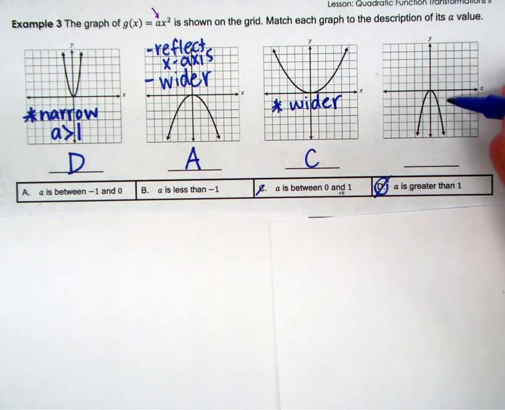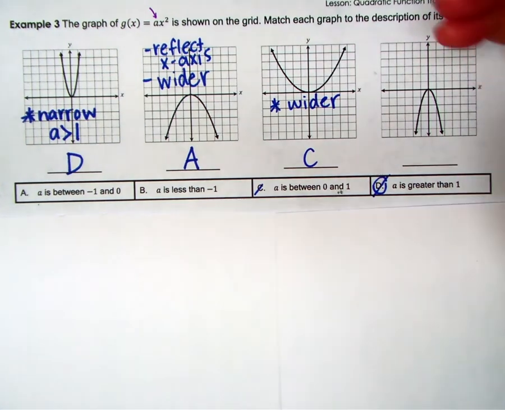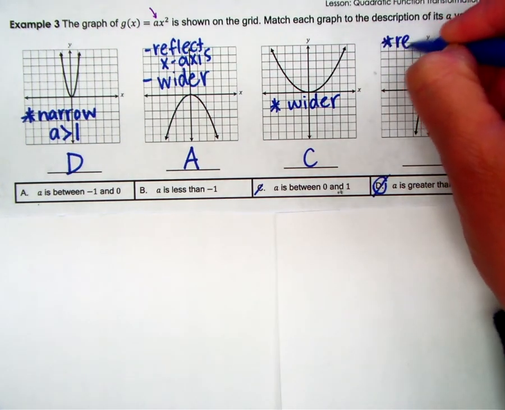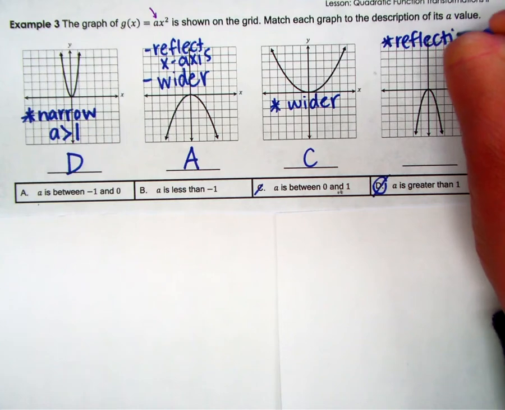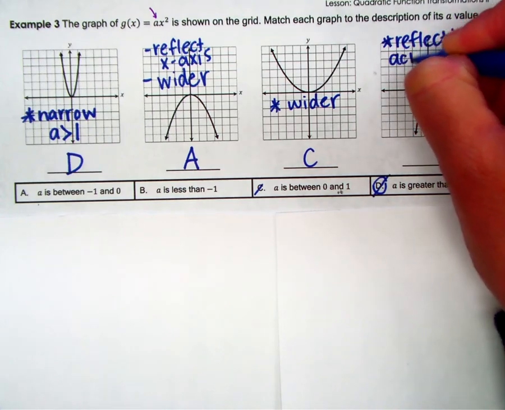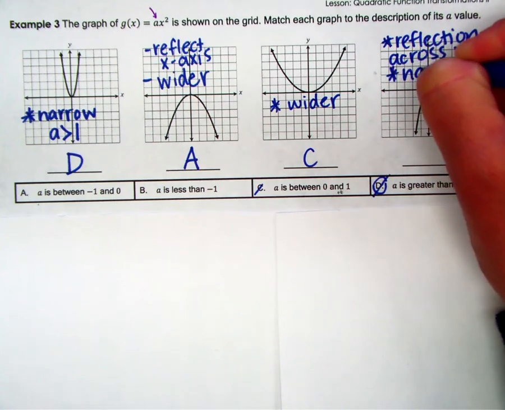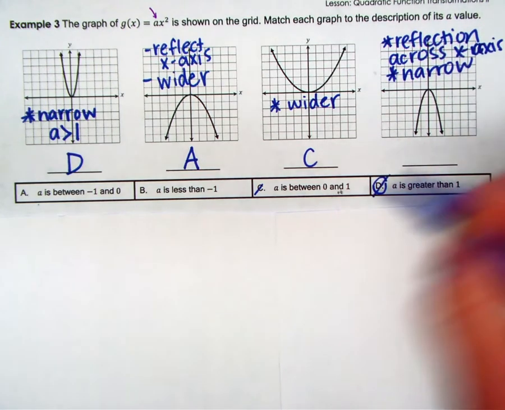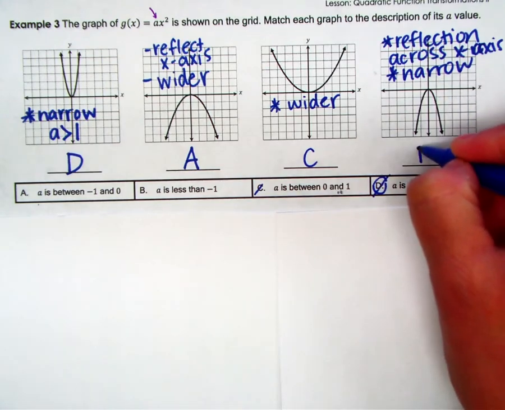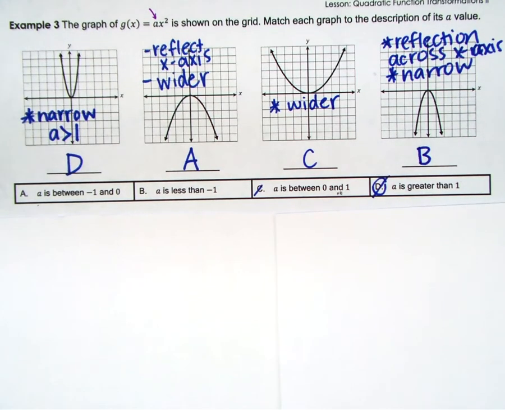And here on the last graph, this is also a reflection across the x-axis, and it's just narrower, and it's narrow, so this is going to be B. a is less than -1.